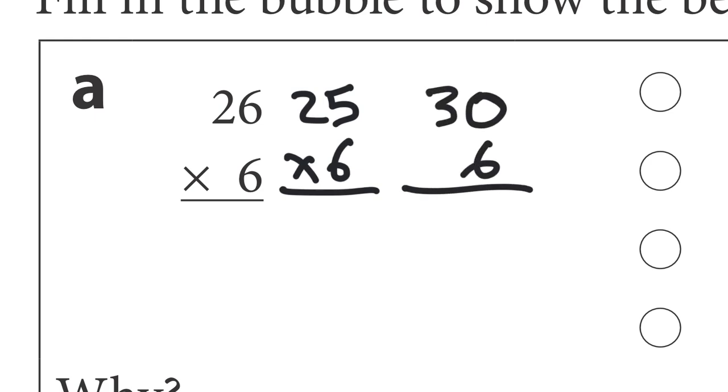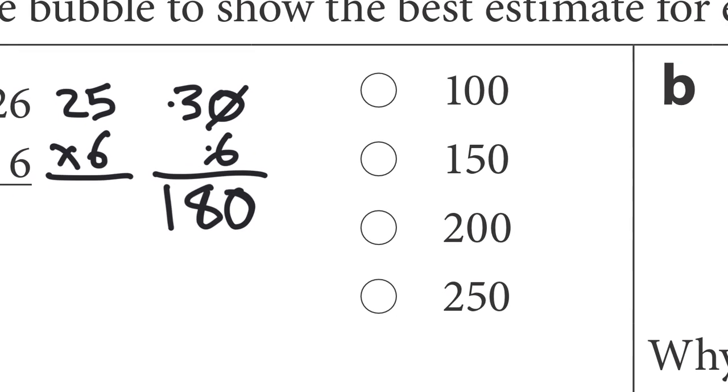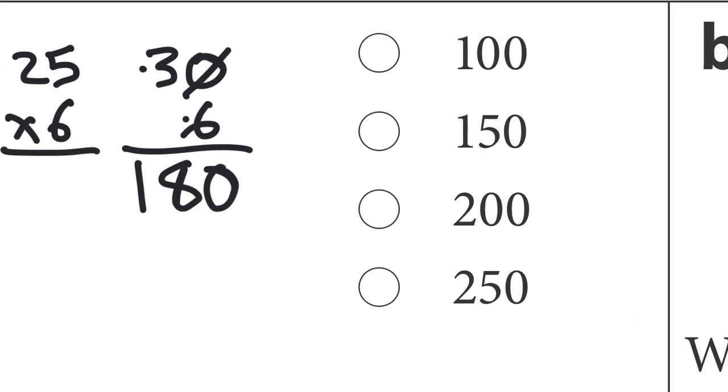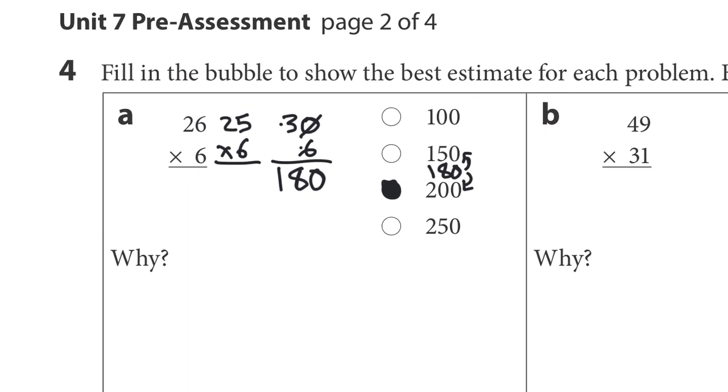To me, each of those are not too bad, but maybe you would prefer 30 times 6 because you can forget the 0 for a second. 6 times 3 is 18, and then you add a 0 on, right? So it says, fill in the bubble to show the best estimate. So 180 is a little bit closer to 200 than 150, right? If I were to write this in here, I'm 30 away from there, but I'm only 20 away here. So I'm going to mark this one because that is the way that my math worked out.